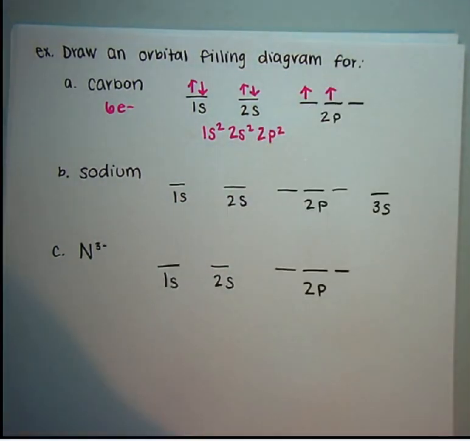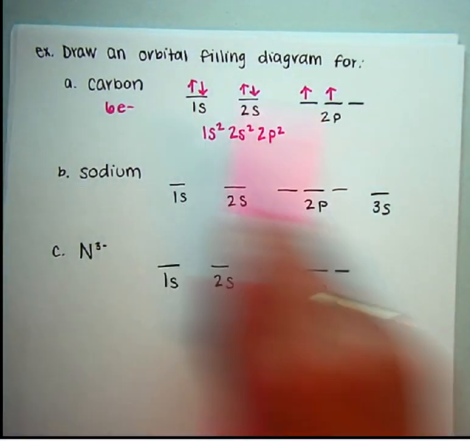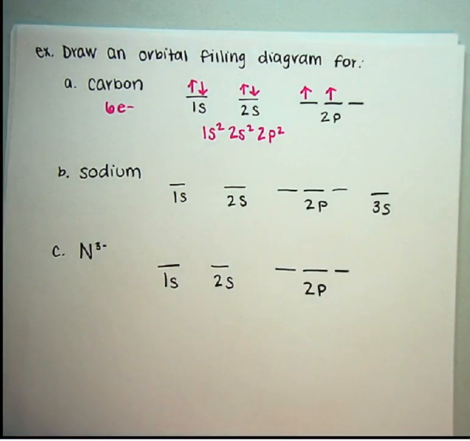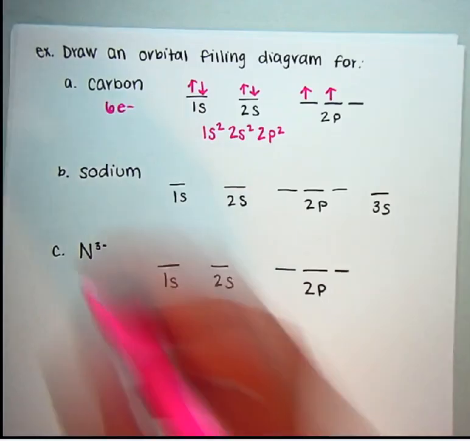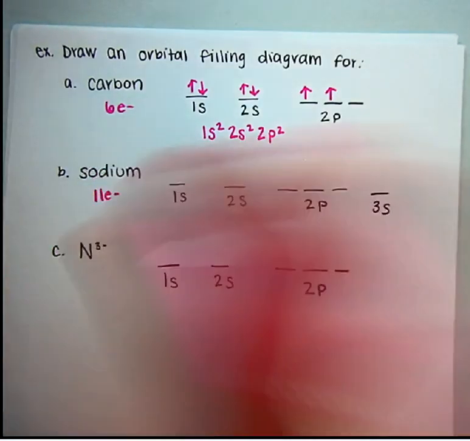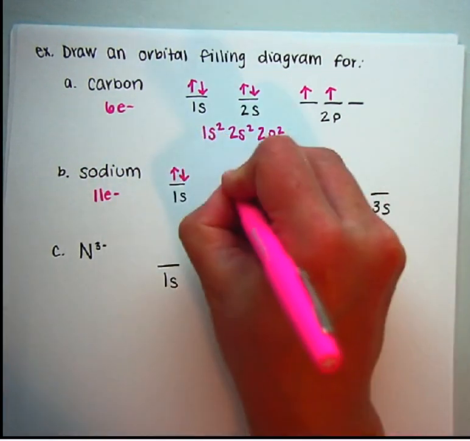So this is the same thing that we started yesterday. The only difference is we are representing it with some symbols. Sodium, Na. Atomic number 11, 11 protons, 11 electrons. Again, we're going to fill the 1s. We can then fill the 2s.